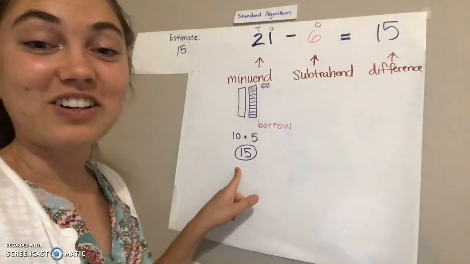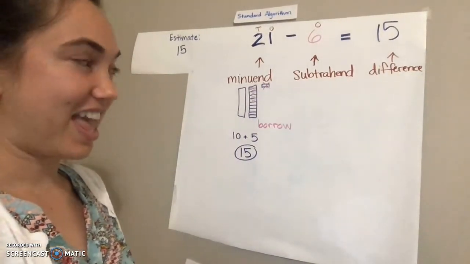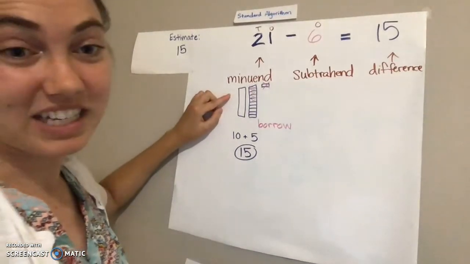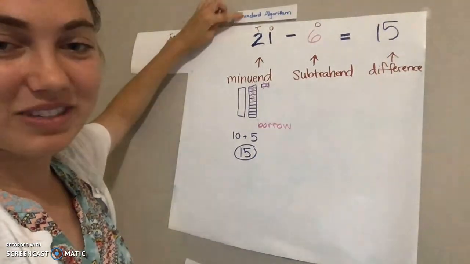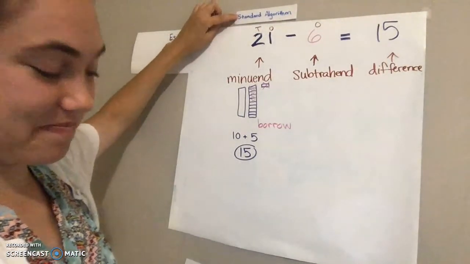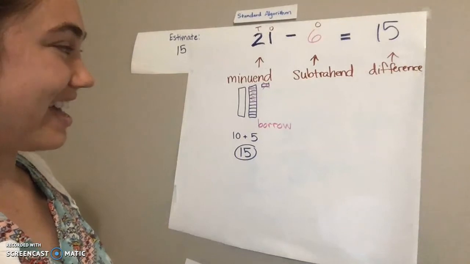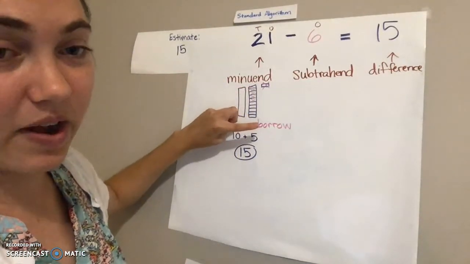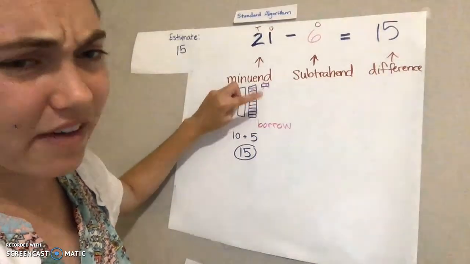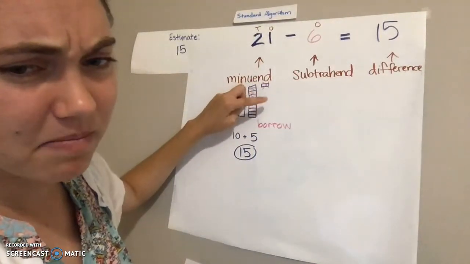Now I'm going to introduce a new strategy, and instead of using these place value blocks, base 10 blocks, we are going to use the standard algorithm. And I want you to pay special attention to how we had to borrow. So you know how we didn't have enough ones? We didn't have 6 of them?